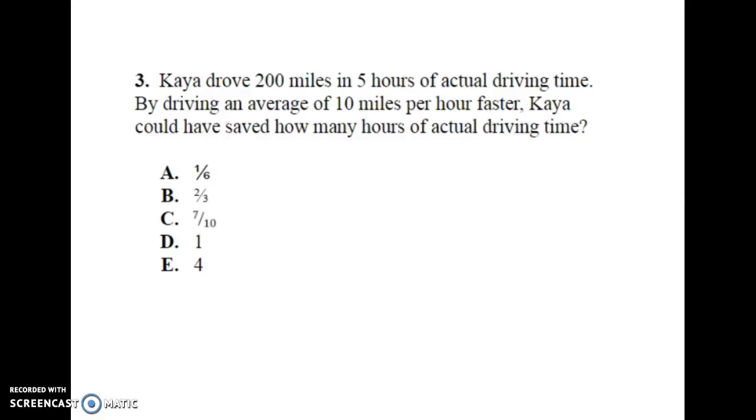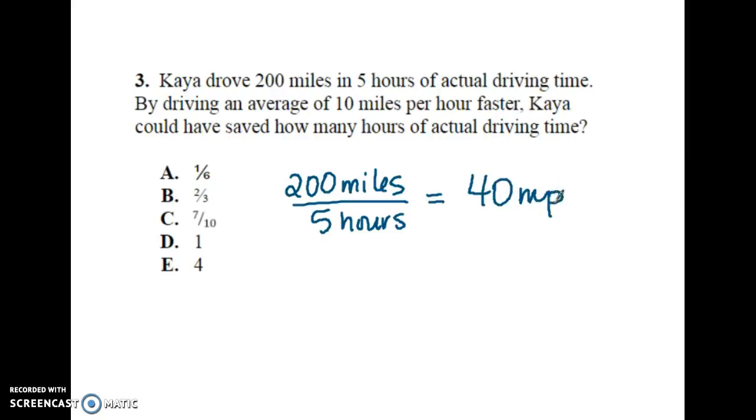Question number 3 is a bit more straightforward. Kaya drove 200 miles in 5 hours of actual driving time. By driving an average of 10 miles per hour faster, she could have saved how many hours of actual driving time? So if she drove 200 miles in 5 hours of driving time, that means her average speed is 40 miles per hour. So if she goes 10 miles per hour faster, that means she's driving at a rate of 50 miles per hour.